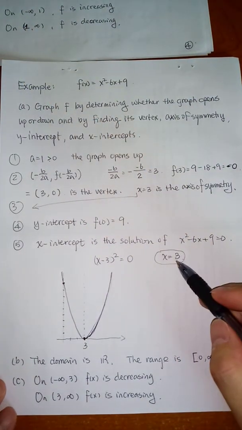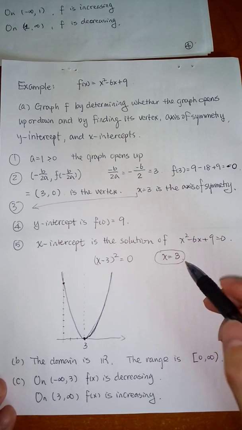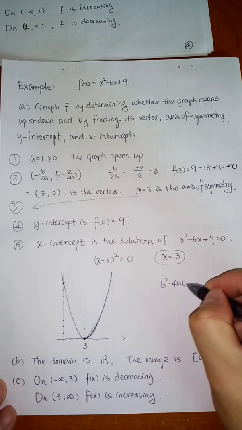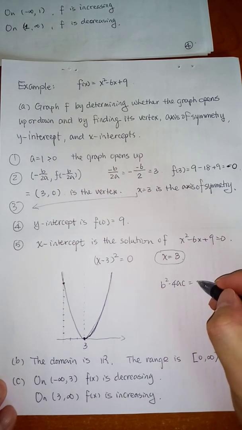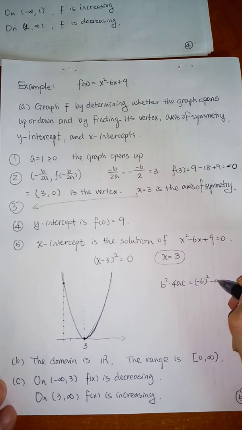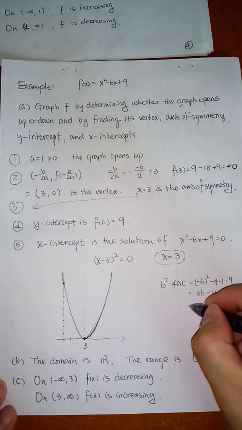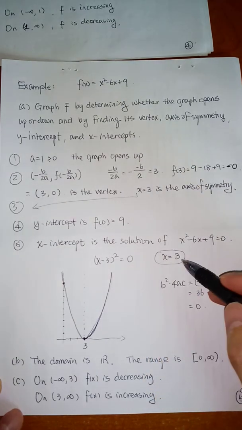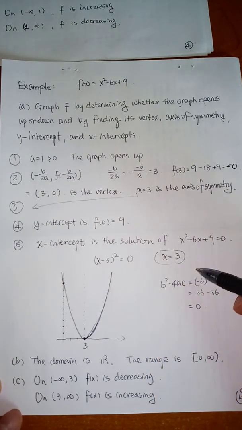And in this part, you have a repeated term. Let's see what the discriminant is. b is negative 6, squared, minus 4 times a is 1, c is 9. Negative 6 squared is 36. 4 times 9 is 36. It's 0. So it's the same thing. If you compute the discriminant, you will get 0. If you factor it, you will get a repeated solution. They mean the same thing.